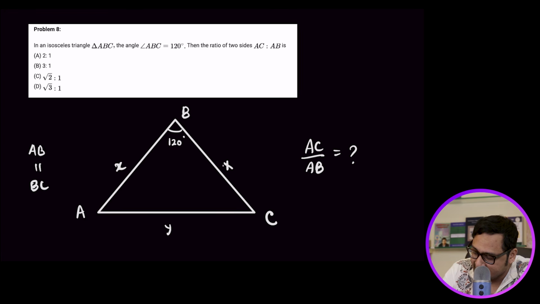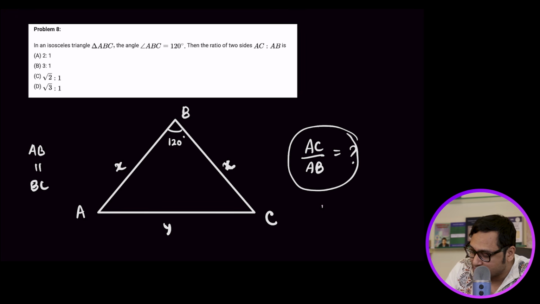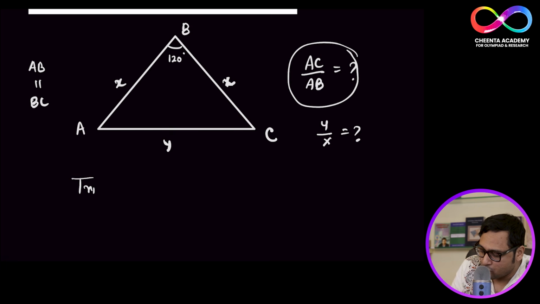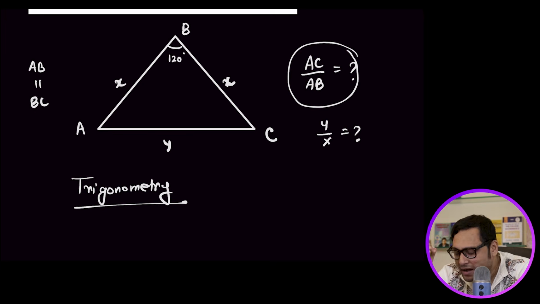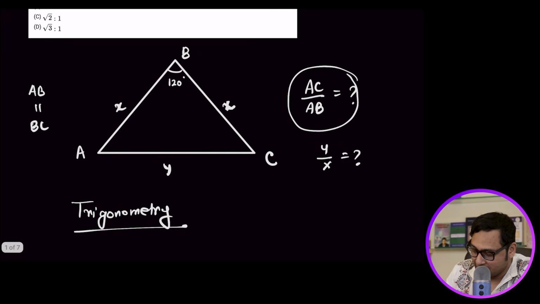Suppose AB is X and AC is therefore Y. We want to find out the value of AC by AB, which is Y over X. What is the value of that? As I say, there are two ways of doing it. One is using the cosine rule, which is using trigonometry. Even if you want to do without trigonometry, you can do that.